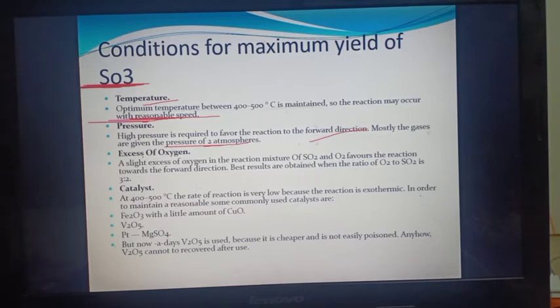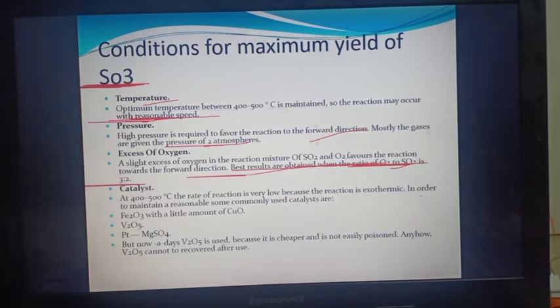Another is excess of oxygen. A slight excess of oxygen in the reaction mixture of SO2 and O2 favors the reaction in the forward direction. We can obtain the best results when the ratio of O2 to SO2 is 3:2. Another one is the catalyst. We require a catalyst to maintain a reasonable reaction rate, as it is a highly exothermic reaction.